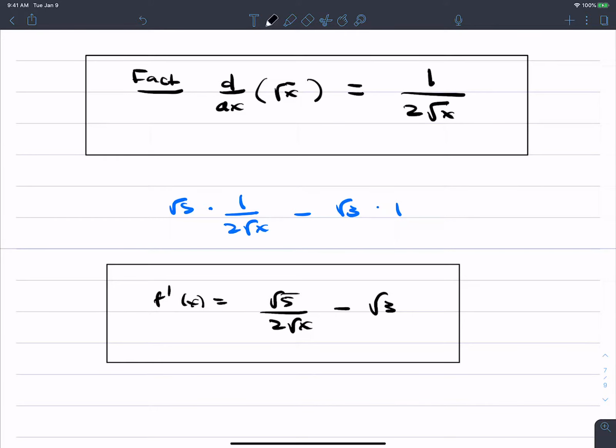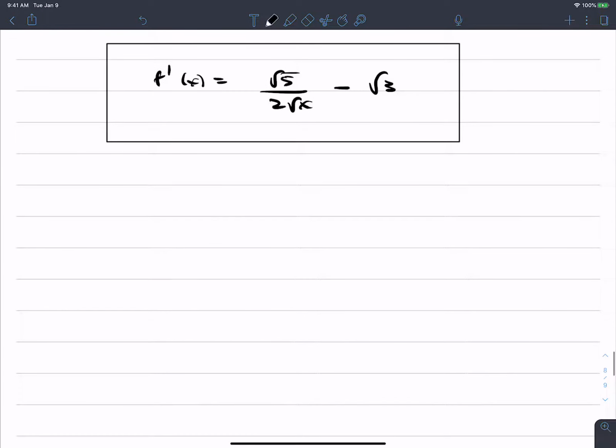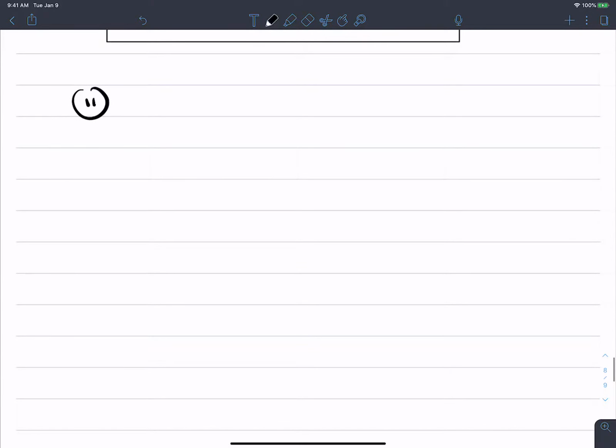So having knowledge of some of these derivatives under your belt, ready to go, ready to apply, can save you a tremendous amount of time. Okay, because we just started our derivative career. We're going to do more complicated questions.